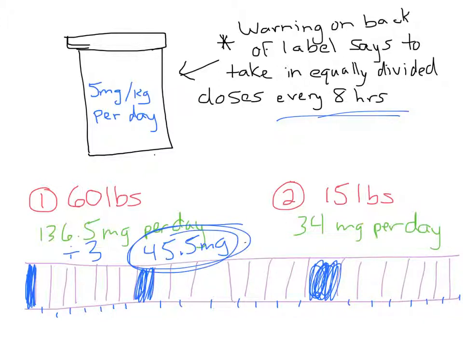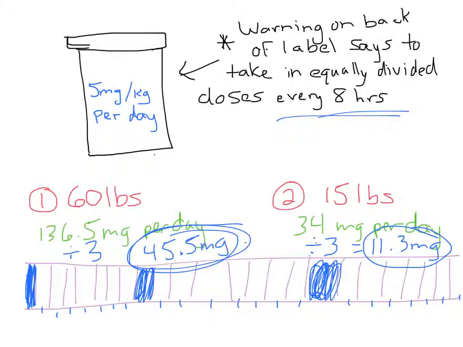And then I'll do the same thing for patient number 2. Again, on your final you are only going to have one patient, but I just want to show you a comparison. So this patient, if we take 34 and divide it by 3, is going to take 11.3 milligrams every 8 hours. So that's why we chose to divide it by 3.